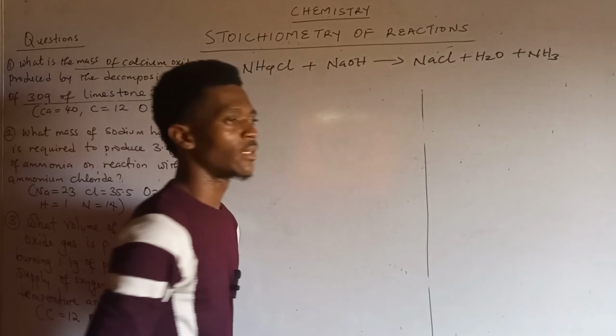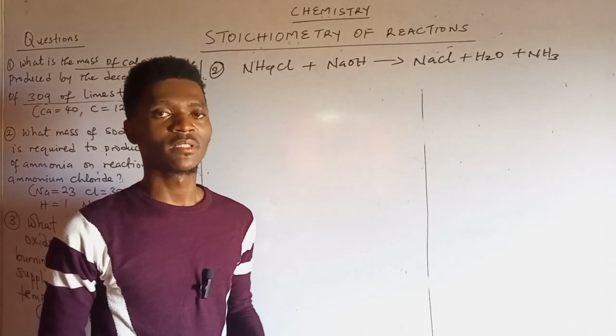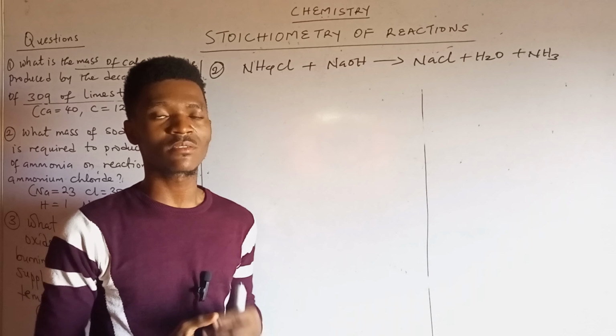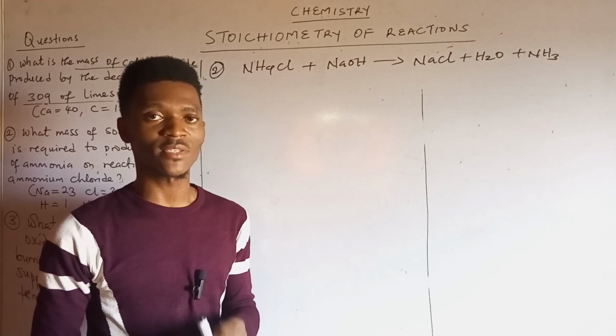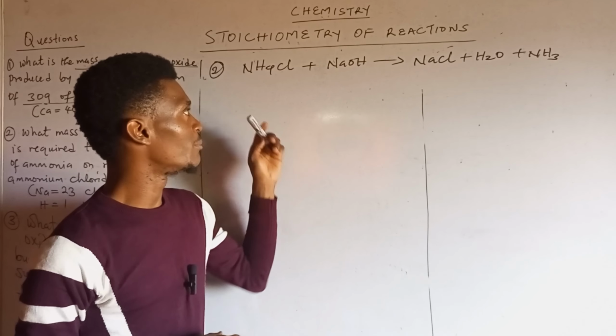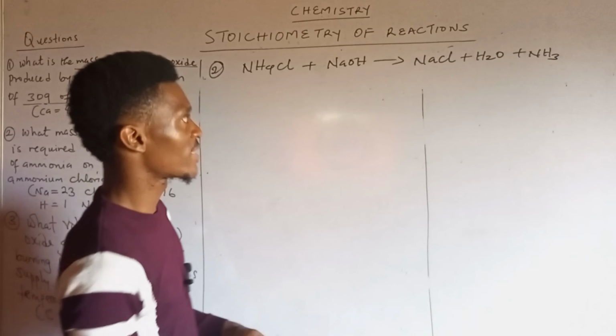How did I get to know these products? It's because I'm acquainted with the chemical reactions of bases. You can visit my video lessons on acids, bases, salts, and water, especially on bases. One of the chemical reactions of bases is that bases tend to react with ammonium salts to liberate ammonia gas. So you have this kind of reaction.